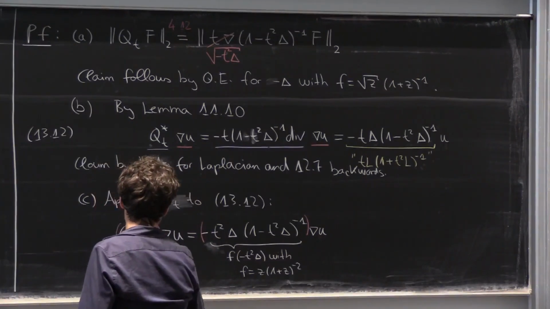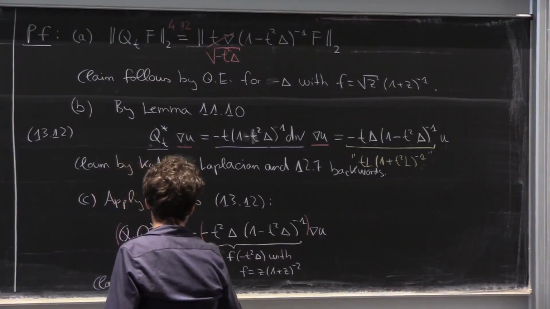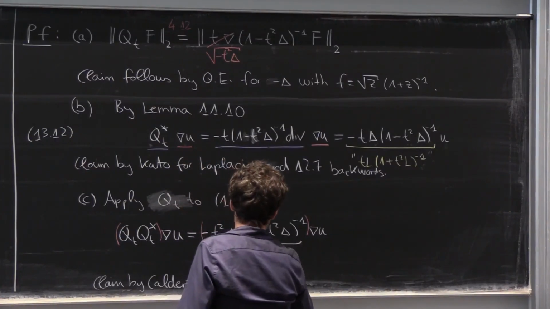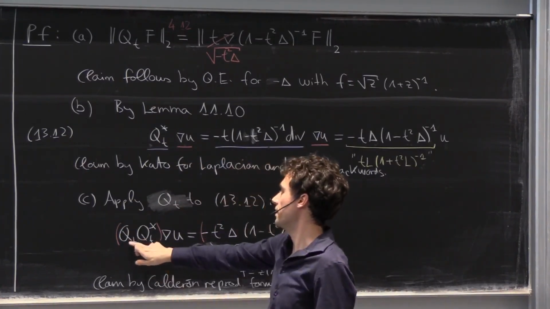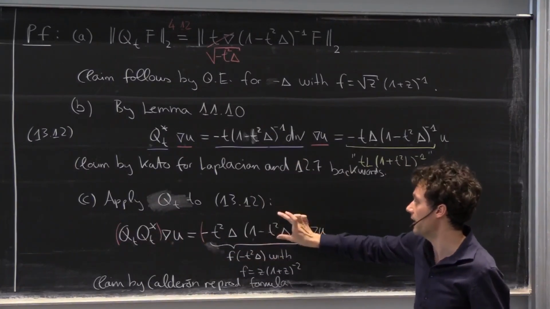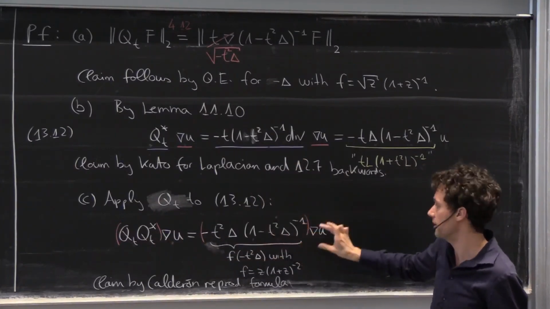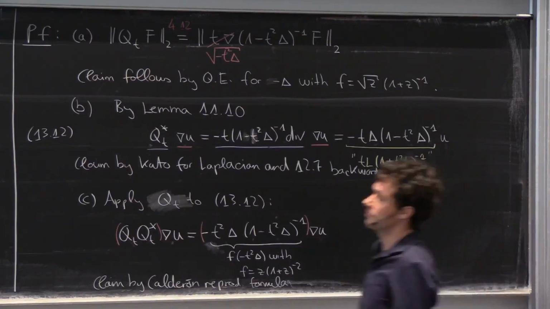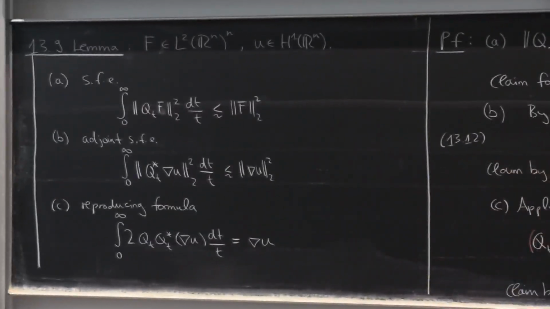by Calderon reproducing formula. So once again, you see, if I apply this qt star to a gradient field, I can view it as something happening entirely inside of the functional calculus applied to the same gradient field. But I used the gradient field structure to do that. And actually, you could check that this reproducing formula is not going to work if you are not a gradient field. But that's a different story, and we don't need it.